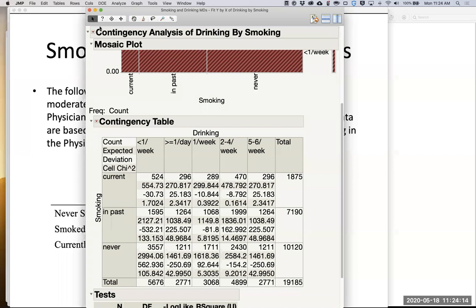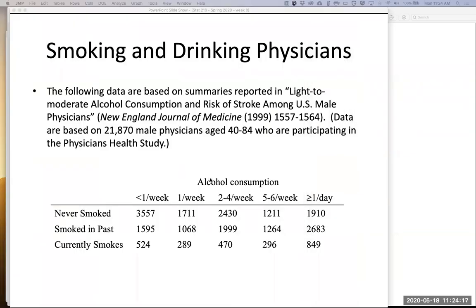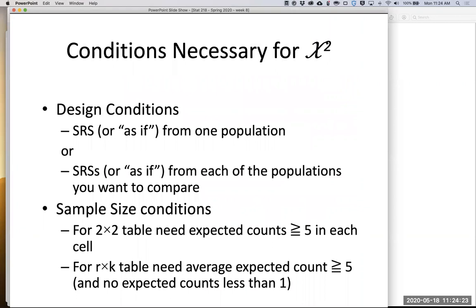One last thing that we need to talk about in our chi-square section here, and that is what do you need to be reasonably true for your chi-square procedure to be reasonable? One of them is design conditions. Either we're sampling from one population, doctors, and we got a simple random sample, and we categorize them based on their smoking and their drinking preferences. Or perhaps I could have a simple random sample from the rows, or a simple random sample from the columns. Stratified samples work just fine.